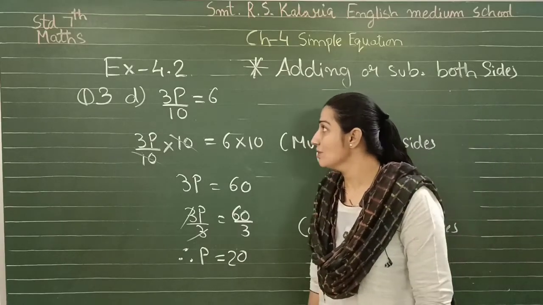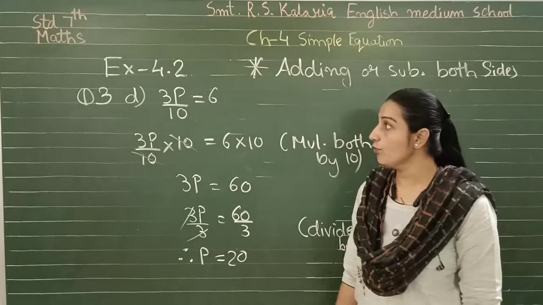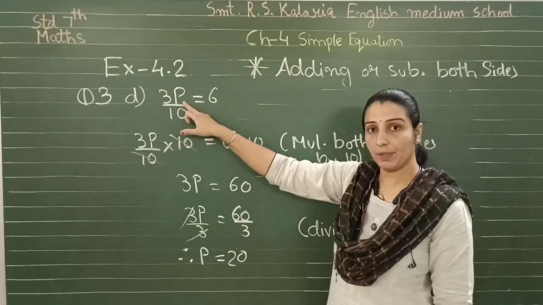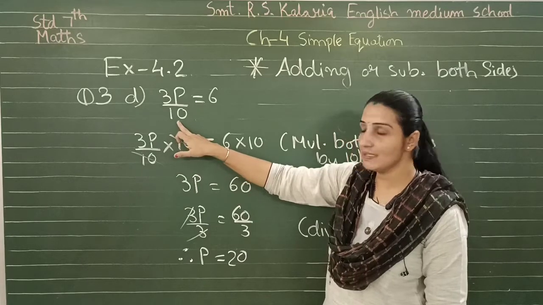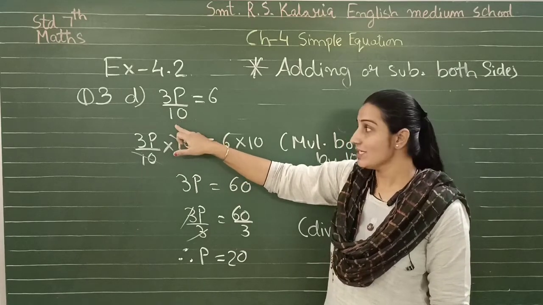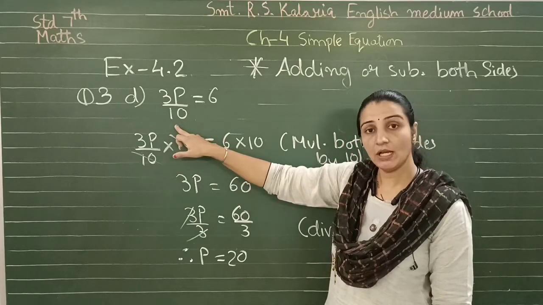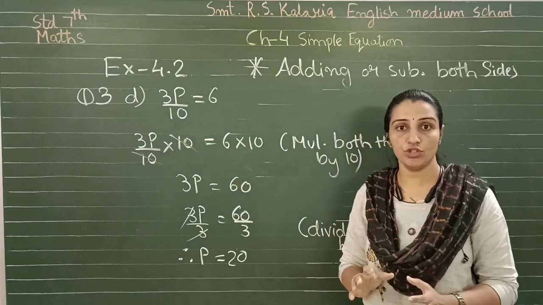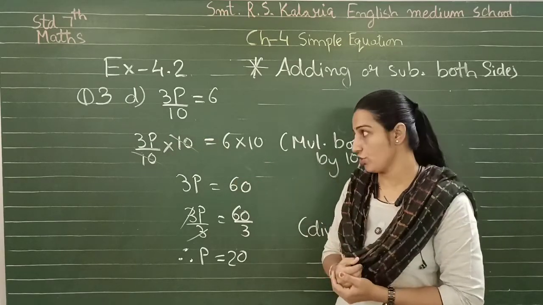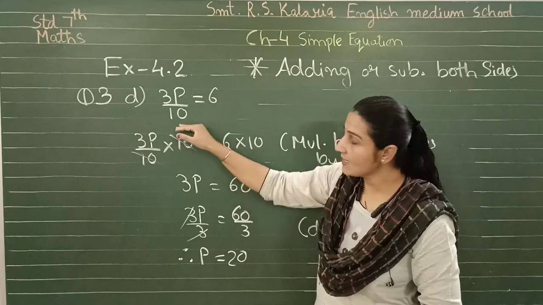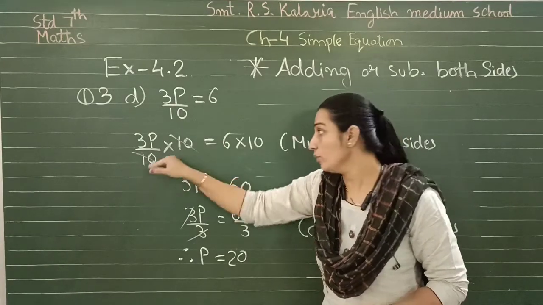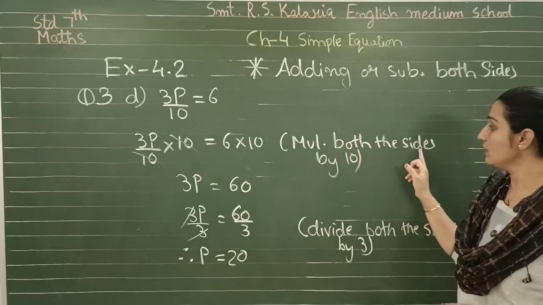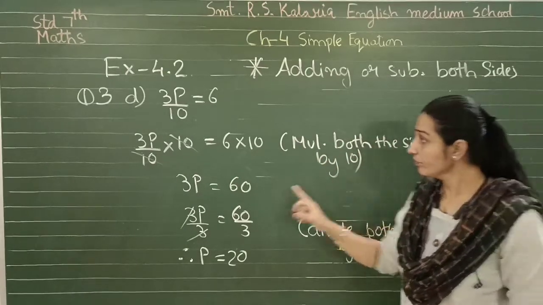3p/10 is equal to 6. We just have to find out the value of this p. So what I will do is first neutralize this 10, which is in division position. पहले हमें देखना है कि कौन सी पोजीशन में है, उसका ऑपोजिट ऑपरेशन करना पड़ेगा. So as this 10 is in division position, we multiply both the sides by 10.